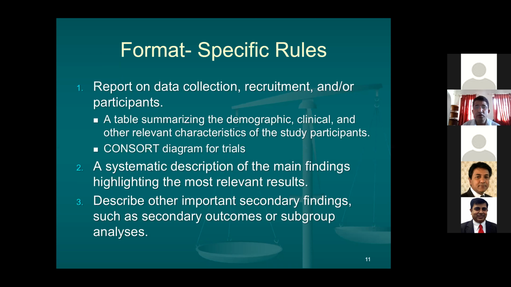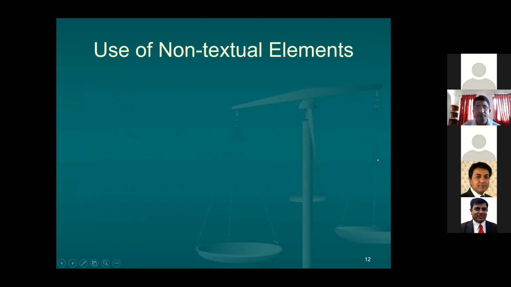Sometimes, when you analyze the data, suddenly one subgroup analysis shows you a significant finding. Then those things should also not be ignored, because those could be of relevance to fellow clinicians. So that we describe. So this is how it goes.